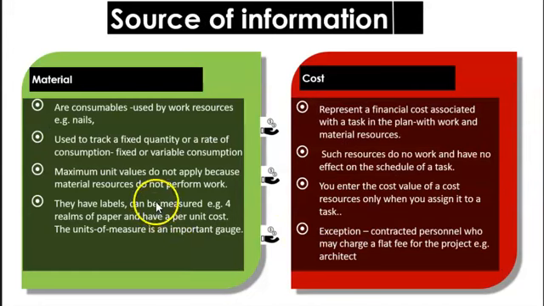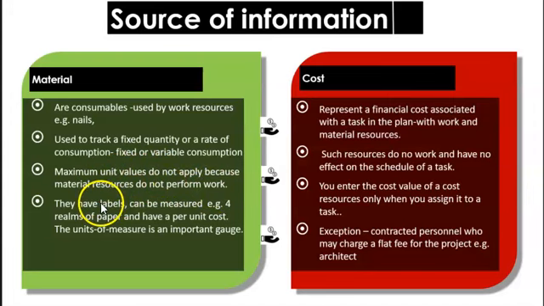So what about material? Material relates to consumables used by the project: nails, steel, lumber. They are used to track a fixed quantity or rate of consumption. Maximum unit values do not apply. You don't say of equipment 100%. There is no maximum value for it because they do not perform work.